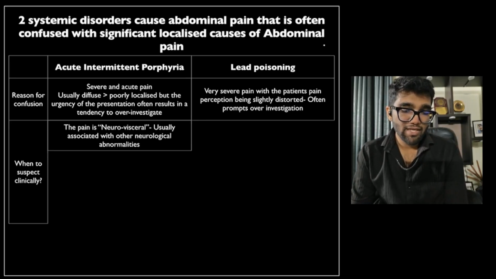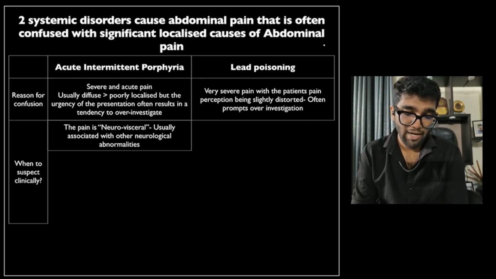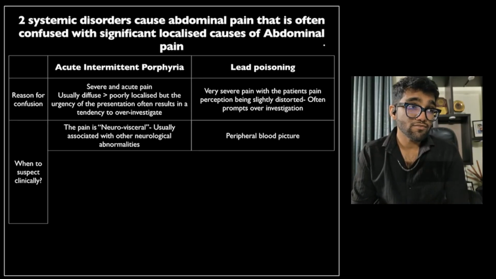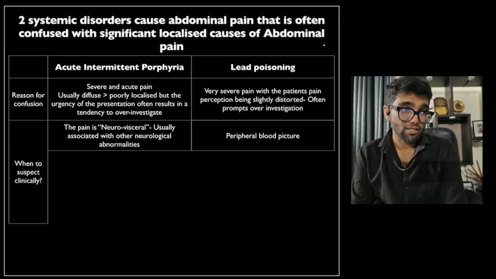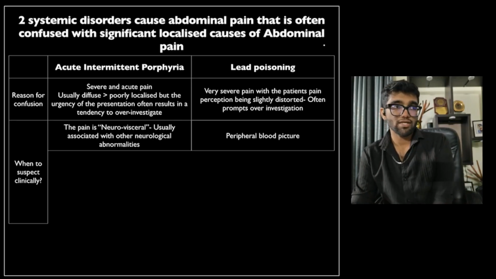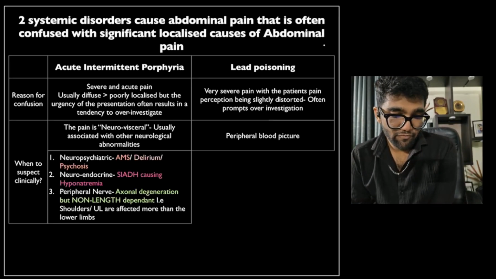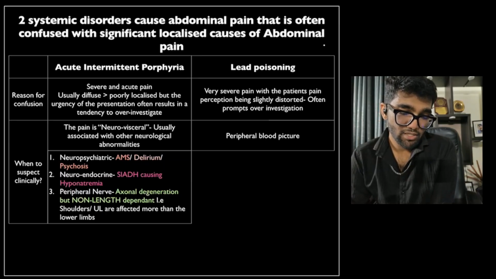See, there are clear clinical points that tell you that this is acute intermittent porphyria or lead poisoning. One is, in case of acute intermittent porphyria, the pain is neurovisceral. That is, it is due to activation of nerve signals from the gastrointestinal tract. So it is also going to affect other nerves, so there will be other neurological symptoms. In case of lead poisoning, there is a clear blood picture. That is, the peripheral blood picture will be very clear, and it could give you some clues regarding lead poisoning.